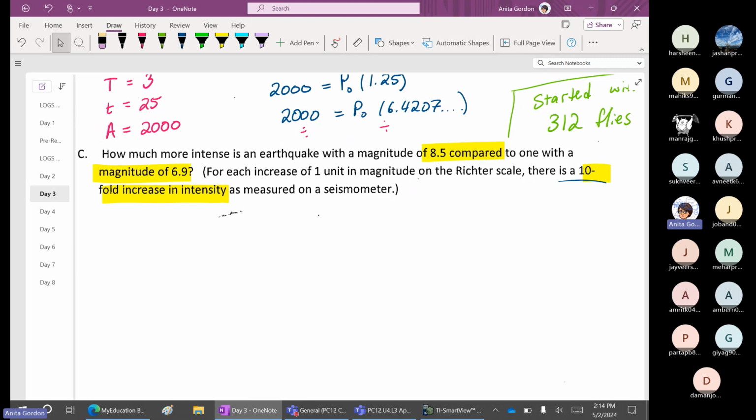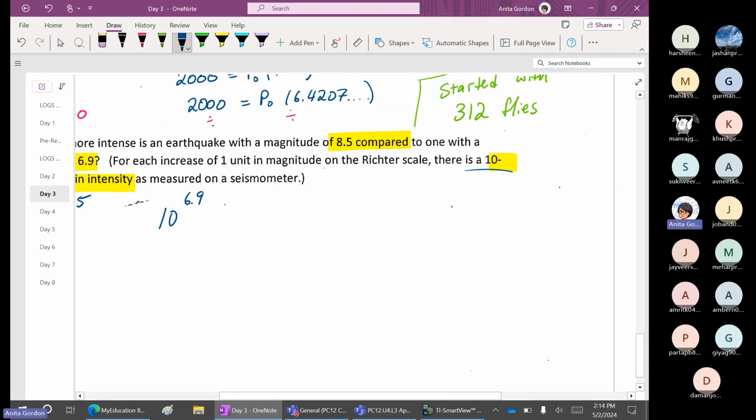When we are looking at a base 10, we're talking about this. One earthquake is magnitude 8.5, and the other one is 6.9. When we're comparing acidity on a pH scale, this is 1000, yeah? This is 100. How many more times acidic is stomach than Coke? 10 times, right? Because every unit represents a factor of 10.